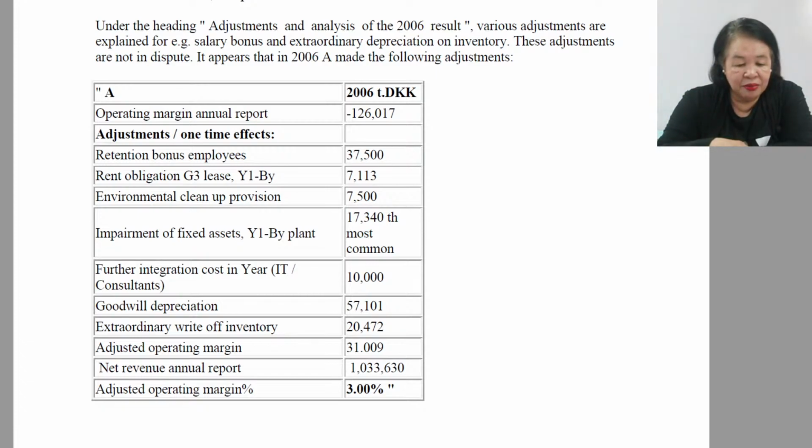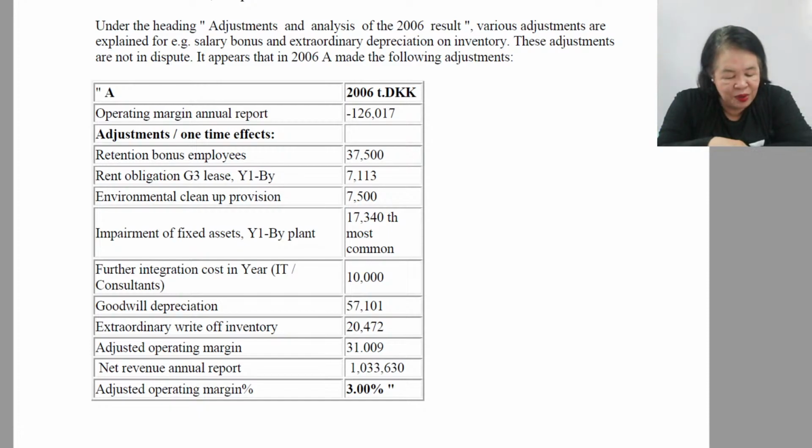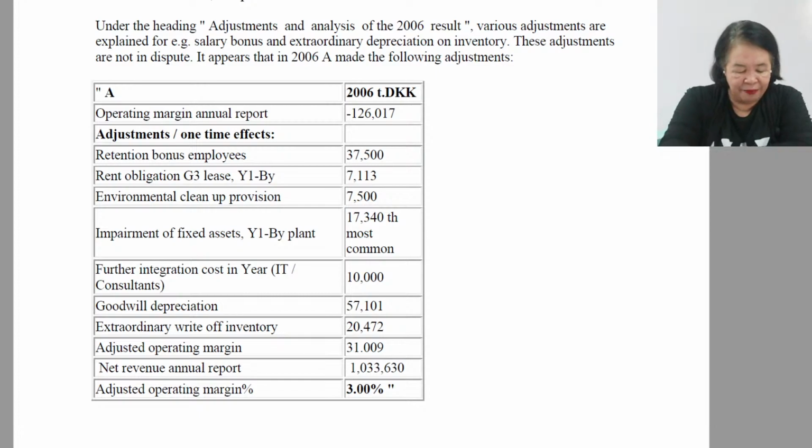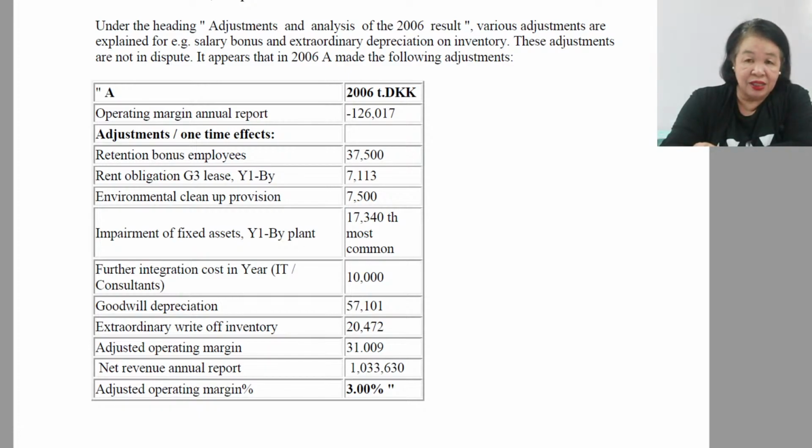Yung 3.82%, no? At hindi yung 3.52% na sinasabi doon sa transfer pricing report. No? So adjusted operating margin 31.009, no? Net revenue annual report 1,033,630. Adjusted operating margin is 3%, no? 3% lang. As justification for the adjustment regarding goodwill, it is stated under adjustment and analysis of the 2006 result.